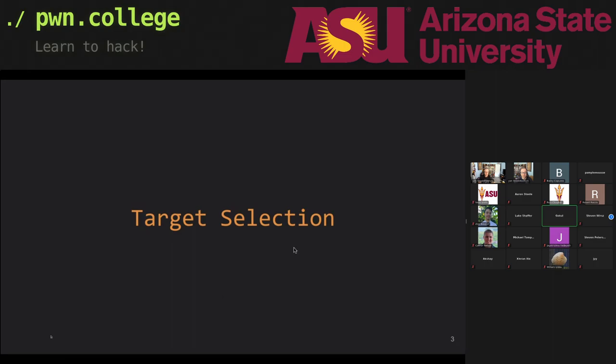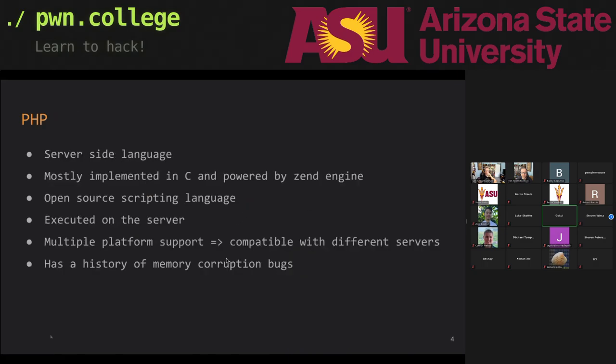So PHP is an open source server-side language that is mostly implemented in C. There are some parts in C++ as well, and is powered by the Zend engine, which we'll be talking about later. The PHP code or script is executed on the server, which makes this an interesting target. One other advantage of this target is that this has multiple platform support, implying compatibility on different servers. Moreover, PHP has got a very good history of memory corruption bugs.